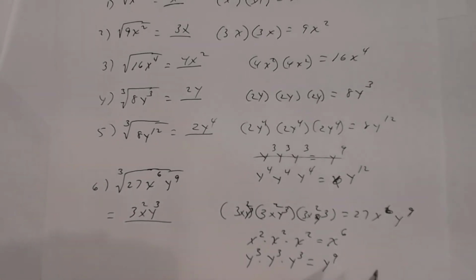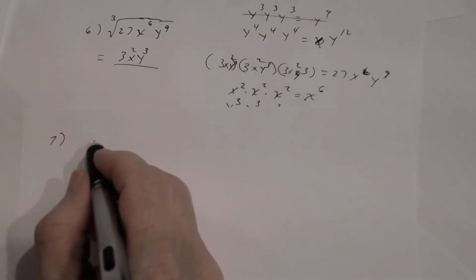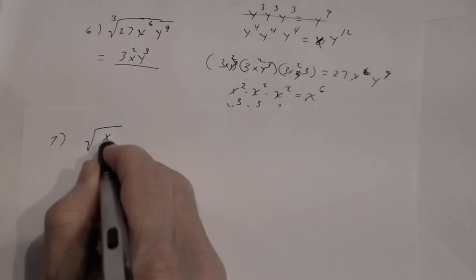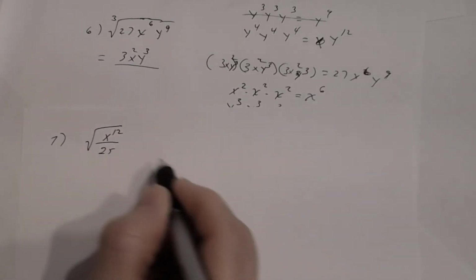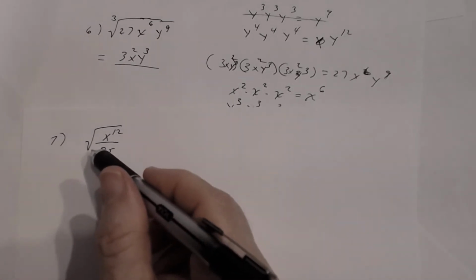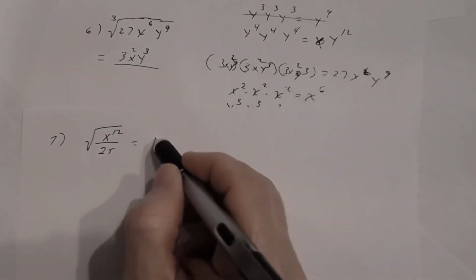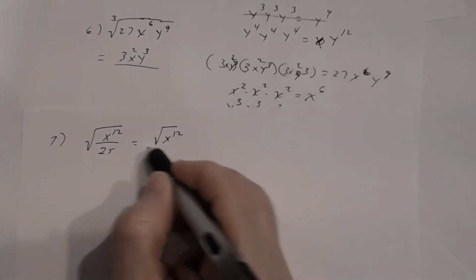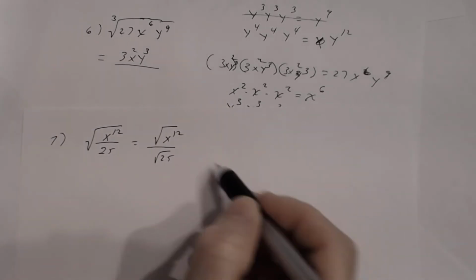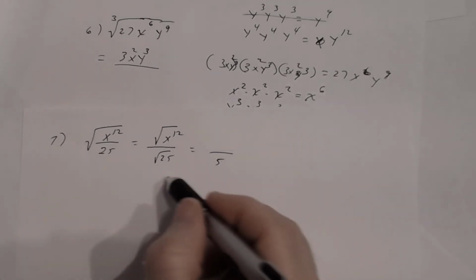Let's look at number 7. So number 7, let's do another square root. We have the square root of x to the 12th divided by 25. All right, no big deal. We had that in a previous lesson. We took the square root of a fraction, and so basically you wrote this as the square root of x to the 12th divided by the square root of 25, right? And so the denominator is easy. What's the square root of 25? Well, that's just 5 because 5 times 5 is 25.